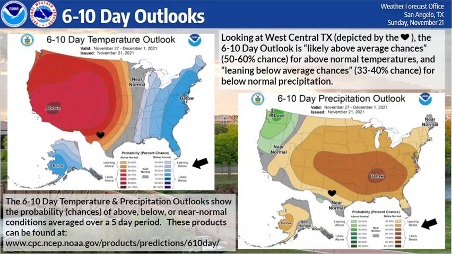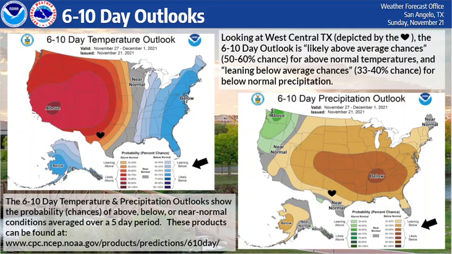As you can see in the provided images, the Climate Prediction Center includes a legend at the bottom of the graphic, depicted by an arrow, showing the levels of probability, which consist of likely above, leaning above, near normal, leaning below, and likely below percent chances.